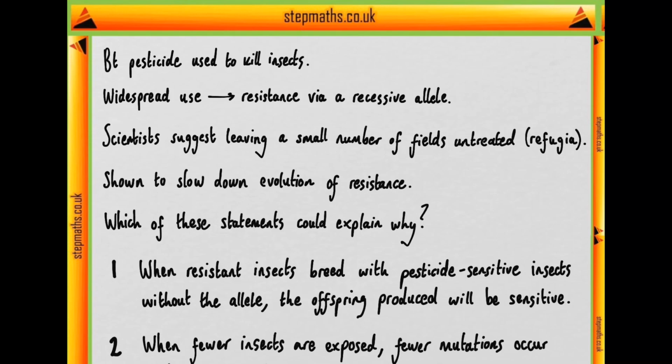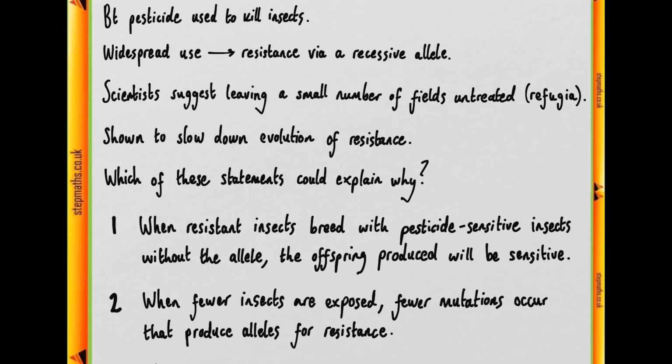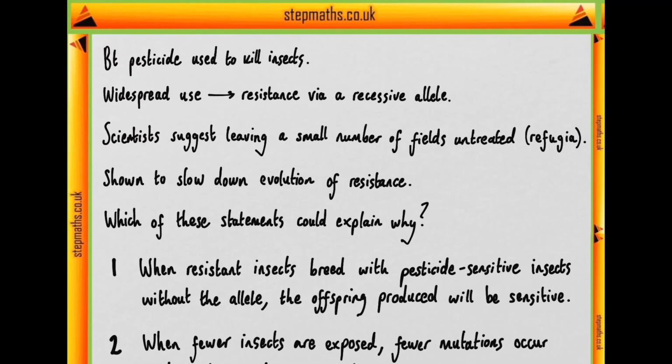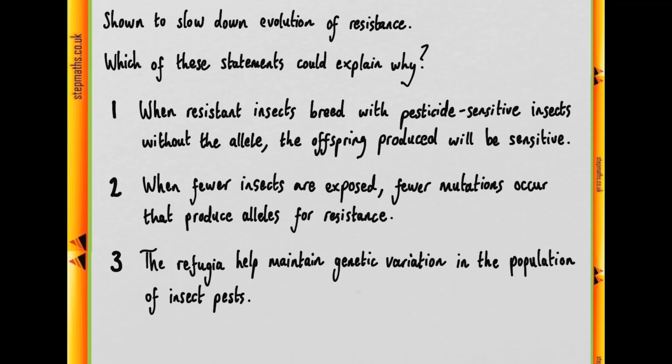So we're given some options here of why that could be. So ultimately we need to think about why it is that repeatedly using pesticide leads to the development of resistance in a population. Let's base this on our statements. Let's start with statement 1.